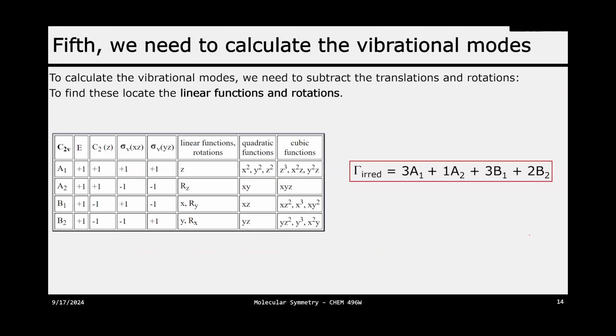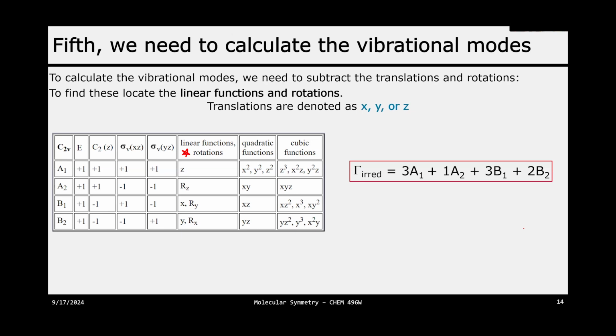All right. So now we need to calculate the vibrational modes. We've done all this, but we still don't know what's IR and Raman active. To calculate the vibrational modes, we have to do a little bit more math. This is just subtracting things. We first need to locate our linear functions of rotations, which is this column right here, and we're going to subtract our translations. Translations in this are going to be our X, Y, and Z.